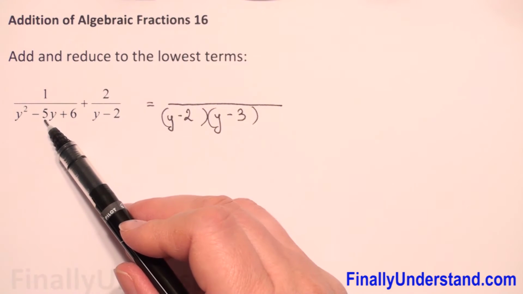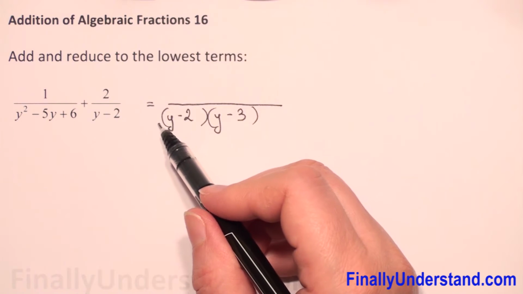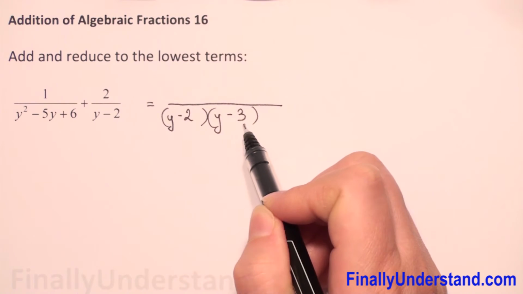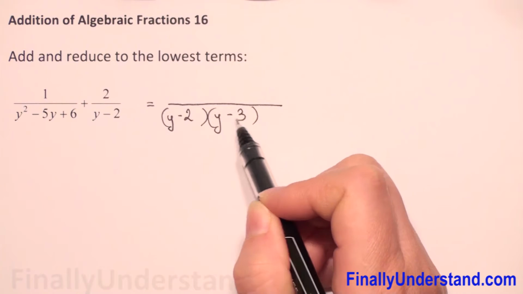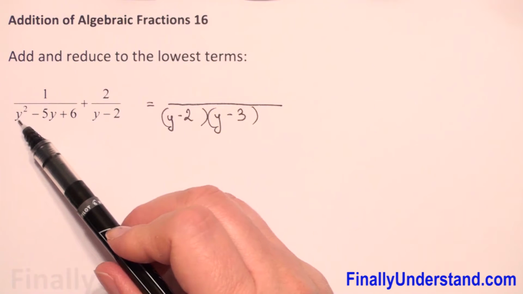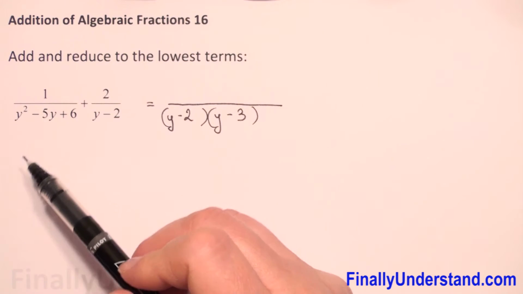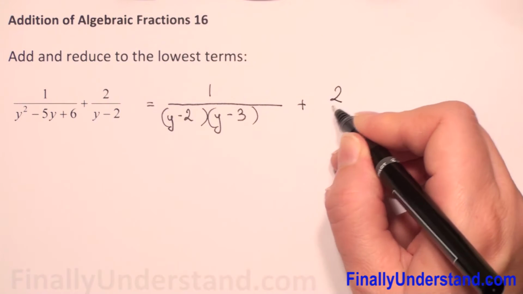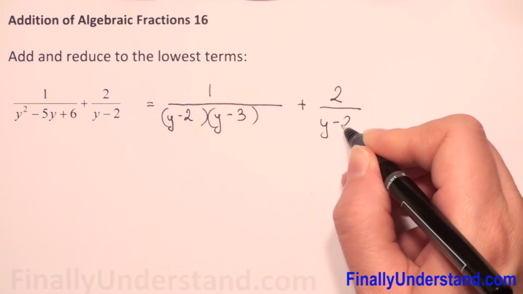it will be negative 5. So now if you want, you can always multiply every expression in the first parenthesis by every expression in the second parenthesis, and when you reduce the like terms, you will have exactly what we have at the beginning in the denominator. So the numerator we have to copy, and we have plus 2 over y minus 2.